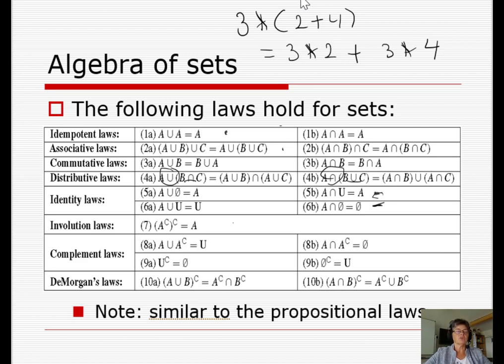Okay, then we have the involution law, which just means if I take the complement of the complement, we get the original back. And of course, if we look at these complement laws, they don't need any more elaboration. You can work them out yourself. The only law I'd like to look a little bit closer at is De Morgan's law.